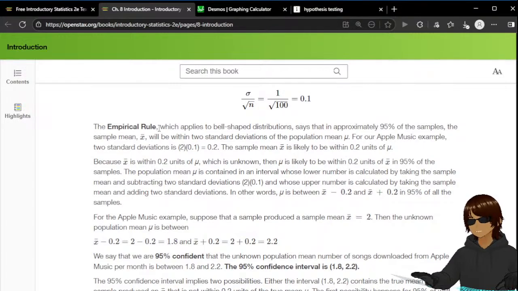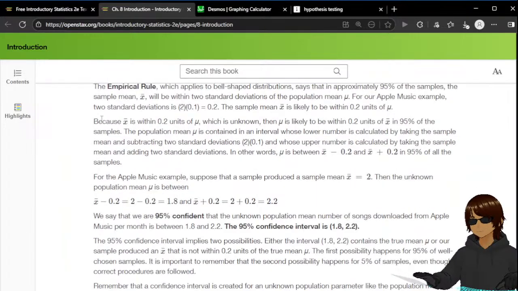The empirical rule, which applies to bell-shaped distributions, says that in approximately 95% of the samples, the sample mean x bar will be within two standard deviations of the population mean mu. For our Apple Music example, two standard deviations is 0.2. The sample mean is likely to be within 0.2 units of mu. Because x bar is within 0.2 units of mu, which is unknown, then mu is likely to be within 0.2 units of x bar in 95% of the samples.